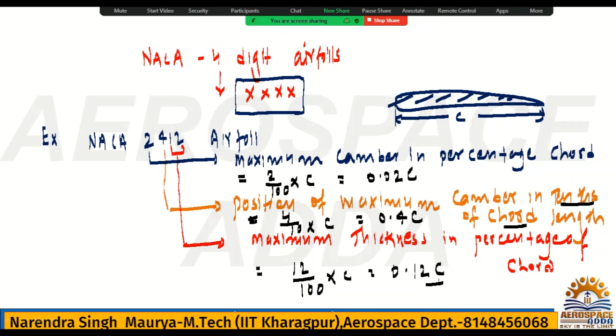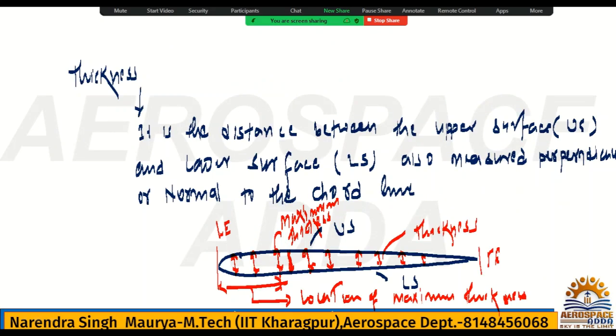So this is nothing but maximum thickness, and by definition I also explained what maximum thickness is, because I told you thickness is a distance between upper and lower, but maximum thickness is one special point where you may get the maximum distance between the upper and lower surface. Thickness has multiple points, but maximum thickness will be one point only. Hope you got my point.